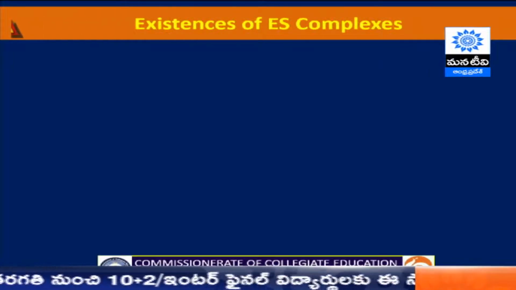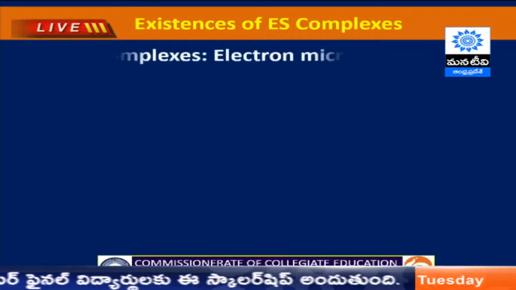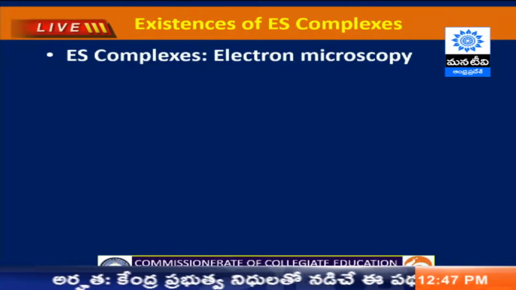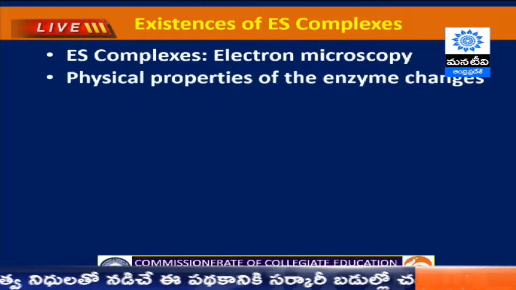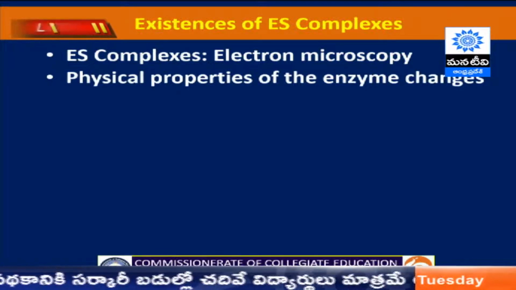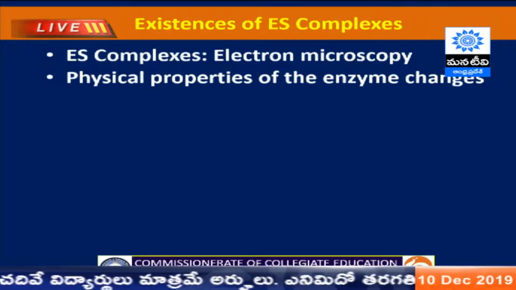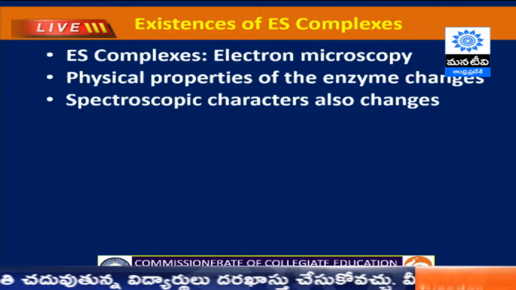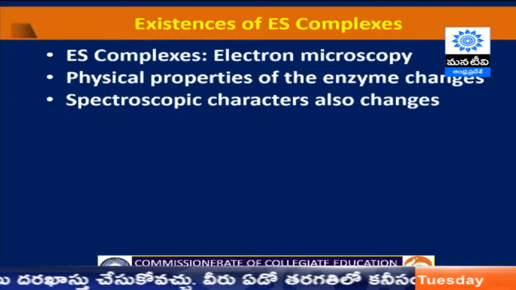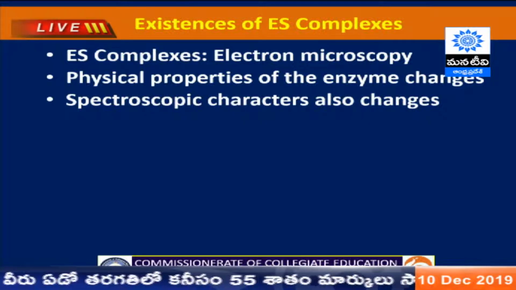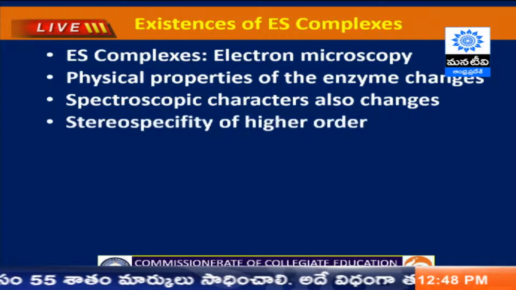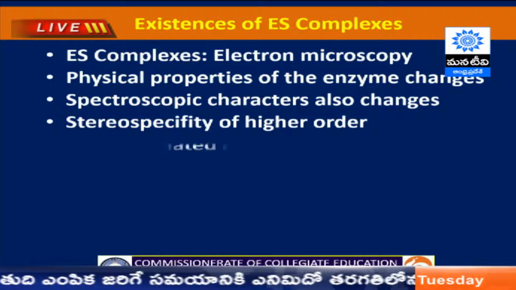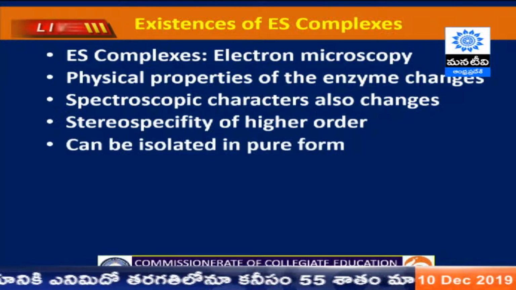So, there is evidence also for the existence of these ES complexes. The electron microscopic studies say that ES complexes are existing. And the physical properties are also changing when the ES complexes are formed. So, through this also we can say that there is a formation of ES complexes in biochemical reactions, and the spectroscopic characters also change during formation of the enzyme substrate complexes. The stereospecificity of the enzyme complexes is also of higher order and they can be isolated in pure form.